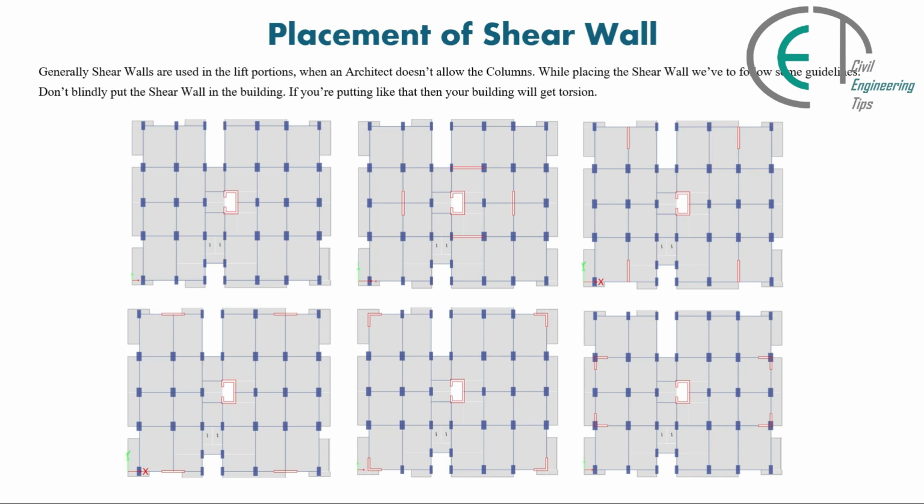Here we have 6 models of a building and shear walls are inserted inside the building in different locations. The model of these buildings are same, but the locations of shear walls are different. That's why they behave differently, and for this reason they give different results in displacement and other serviceability parameters. So the behavior of a building depends on the arrangement of the shear walls.